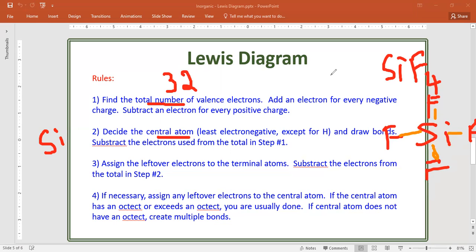Now here, subtract the electrons used from the total in step 1. Step 1, how many electrons used? Adding an electron for every fluorine, the valence electrons are 7, and we are adding 1 electron as per the octet rule for fluorine. That is, add an electron for every negative, subtract an electron for every positive.